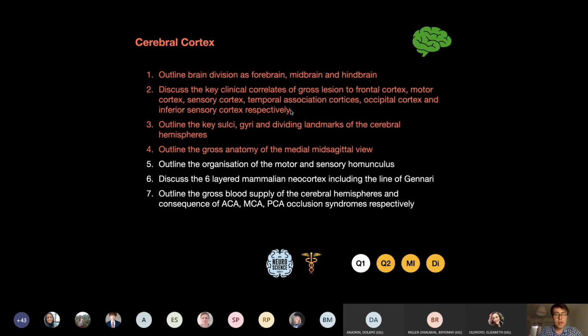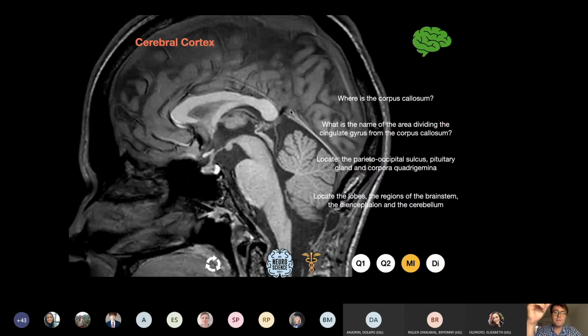Okay, so never mind. The gross anatomy of the medial sagittal view. So you need to be able to interpret this view on a CT and an MRI. You need to be able to look at those things. So questions like, where is the corpus callosum? What is the name of the area dividing the cingulate gyrus from the corpus callosum, which is something we've covered? Can you find the parieto-occipital sulcus on there? Can you find the pituitary gland on there? Can you name all of the lobes on there? And can you spot the thalamus and the hypothalamus? Can you name the different regions of the brainstem? And can you spot the cerebellum? That's the level that you need to know.